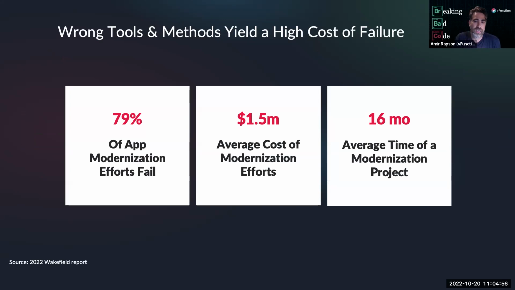But although it's so important, 79% of the modernization projects fail. According to a recent survey by Wakefield, 79% of all modernization efforts fail after about $1.5 million on average being spent on these projects, and these projects taking an average of 16 months. So after 16 months and $1.5 million, 80% of them fail. So there's a lot of money wasted.